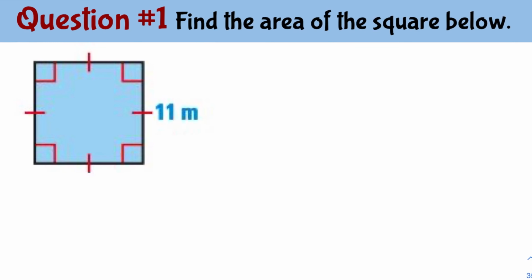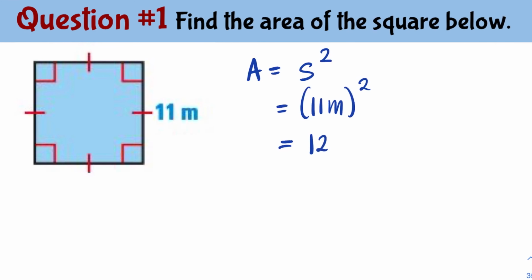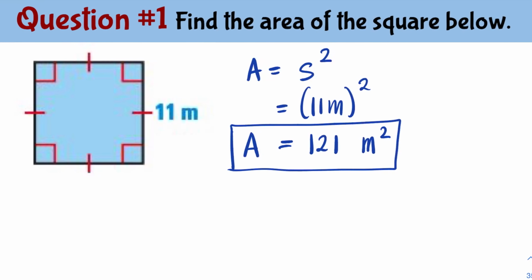Question number 1. Find the area of the square below. To calculate for the area of a square, we need to use the formula A is equal to side squared. In this square, the side is 11 meters. So here we just multiply 11 meters by 11 meters. And this is 121 meters squared. Remember that the units for area is always square units.